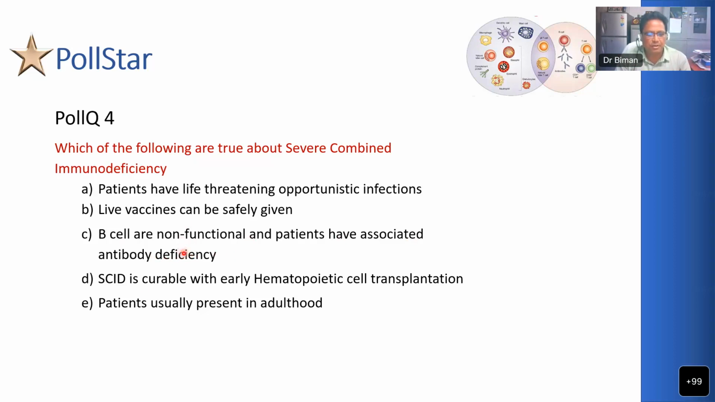This is true. SCID is curable with early hematopoietic stem cell transplant. Absolutely true. If you transplant these children very early in life, they can have an absolutely normal life. We use the SCID mice for experiments where you do not want the animal to reject any graft or tissue, because they don't have an immune system. This is similar. These patients cannot reject any graft. You give them a graft and they will accept it and survive. So it's curable. Hematopoietic stem cell transplantation is the cure for SCID.